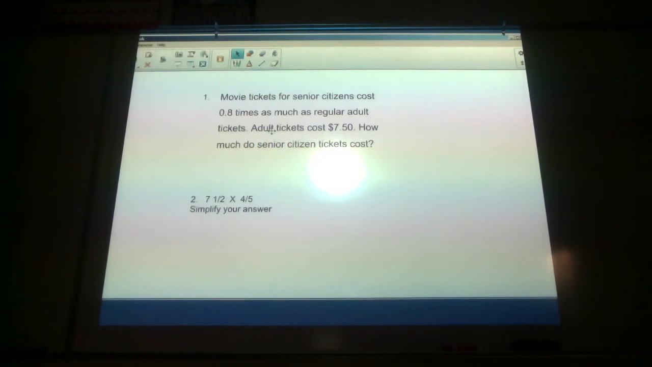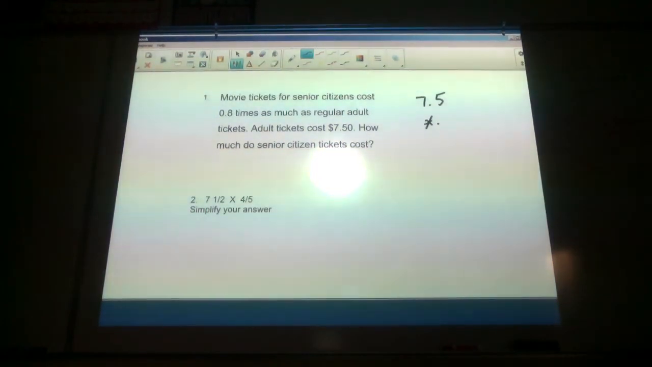Does that make sense to everybody? Yeah. 80%? So, when we use that word of, we know that we're going to be multiplying. So one simple way, I even get rid of the 0 right here, and I just do this. 7.5 times 8/10. 5 times 8 is 40. You carry the 4. 7 times 8 is 56, plus 4 more gives us 60.